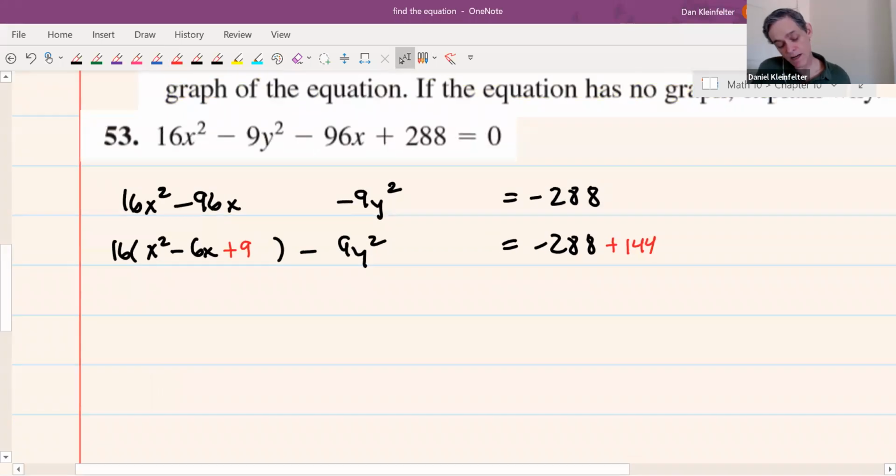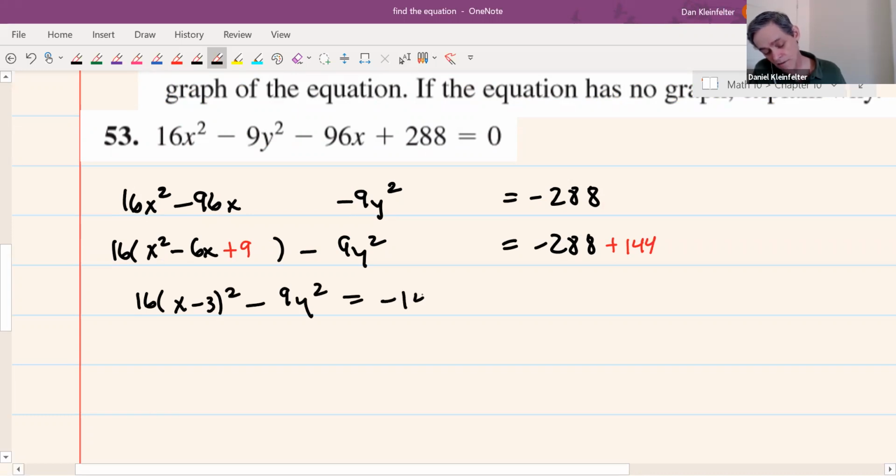Okay, so now we're ready to start factoring. So we will have 16 times x minus 3 squared minus 9y squared, and that's equal to -144. Okay, so it's a hyperbola, and so we need to get that right side equal to 1. So let's go ahead and divide all the way through by -144.